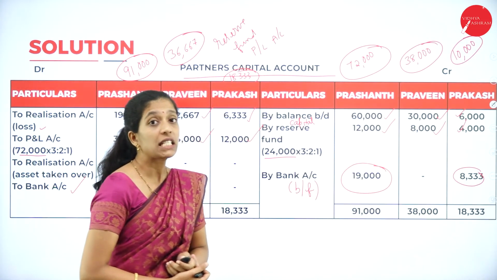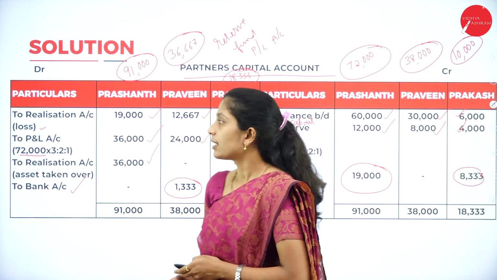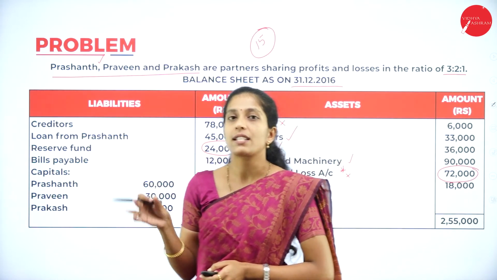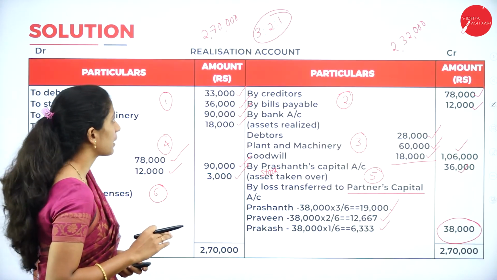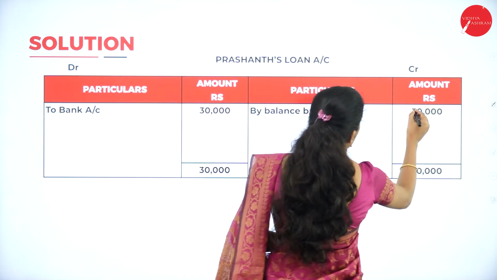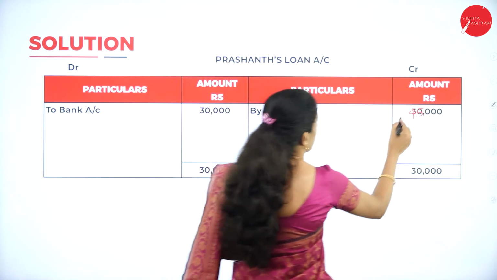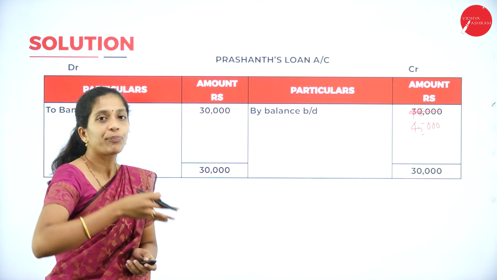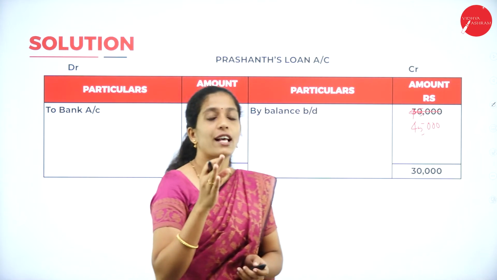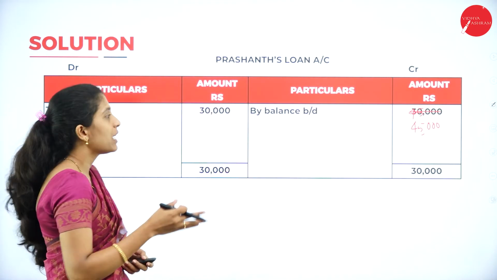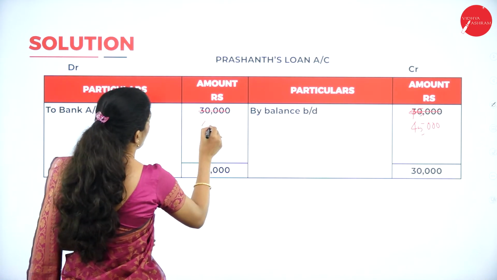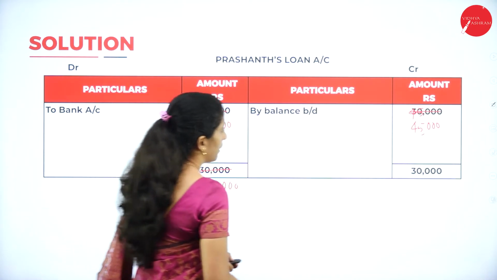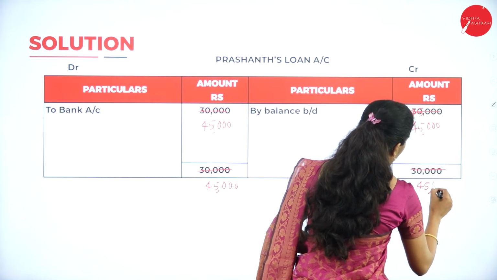And the next account to be prepared is Prashant's loan account. Now go through the balance sheet. So they have given Prashant's loan from Prashant, 45,000. So transfer this amount to Prashant's loan account. So how to record? By balance brought down, how much? 45,000. So this is not 30,000, it is 45,000. Now this loan amount has to be paid, right? So it is a partner's loan. It has to be paid by the firm during dissolution of a partnership firm. So what you have to do? To bank account, how much? 45,000. So if you total both the sides, you will get 45,000 in the debit side, and the credit side is also 45,000.